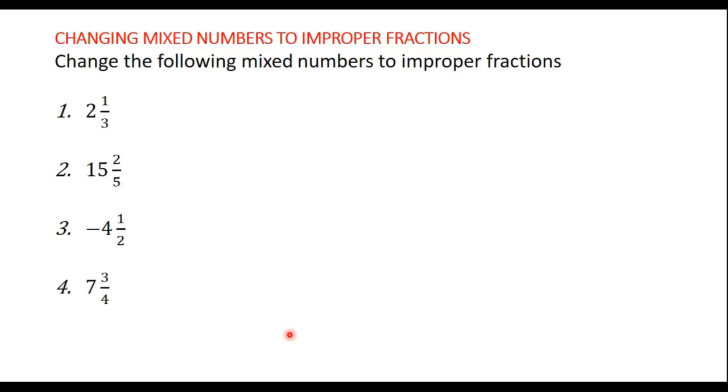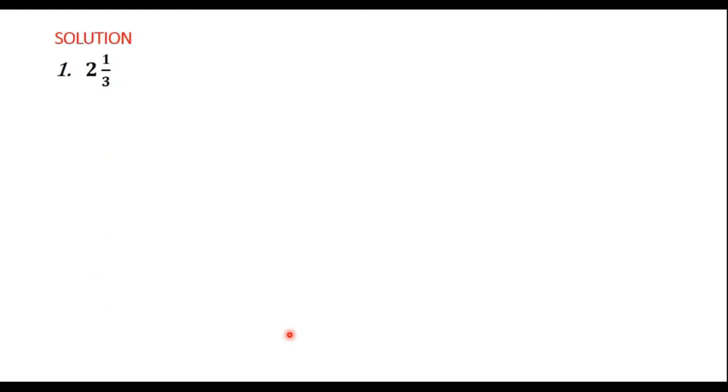Now, how is that done? Let's pick the first example, 2 whole number 1 over 3. Now, if you want to change this to improper fractions, the first thing you need to do is to multiply the denominator here by the whole number part.